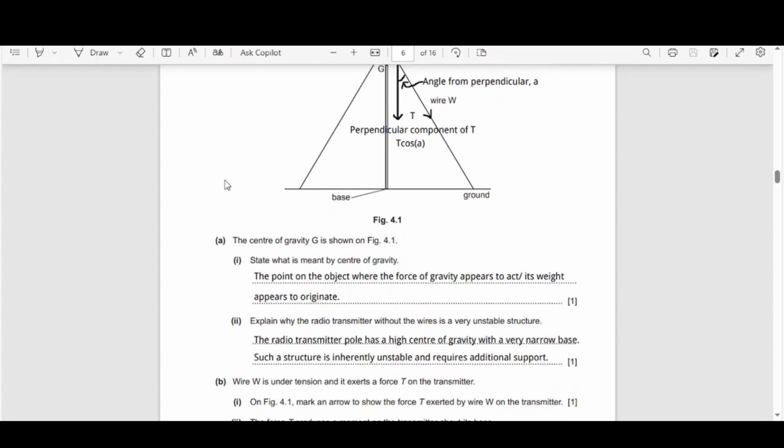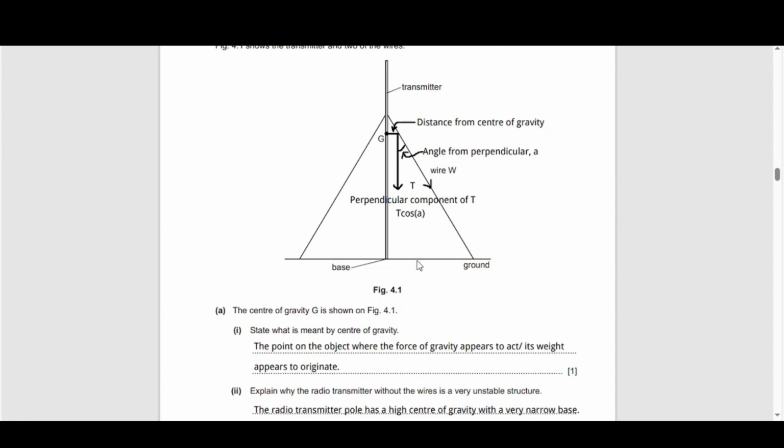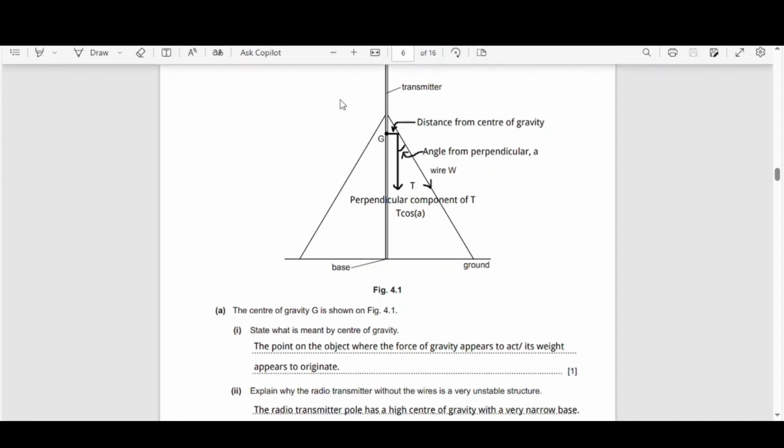So second question asks, explain why the radio transmitter without the wires is a very unstable structure. So the thing that you need to know about the center of gravity is that generally, when the center of gravity is low in an object, then it is a more stable object. It's an object that is not likely to topple. Equally, if an object has a wider base and a narrower top, then it has a more stable structure, right?